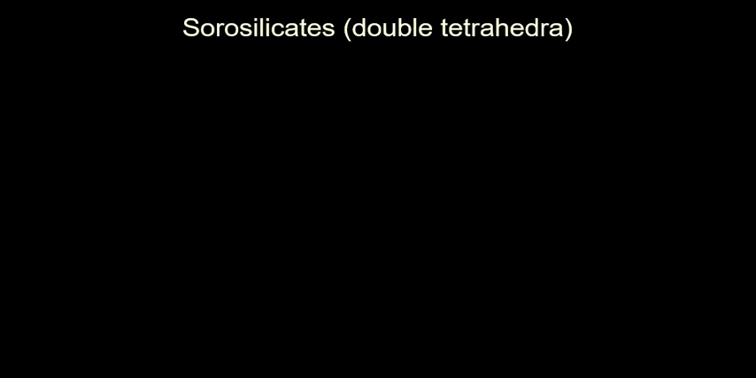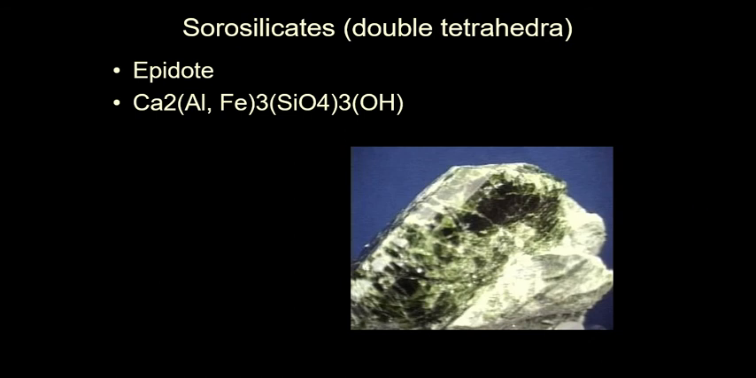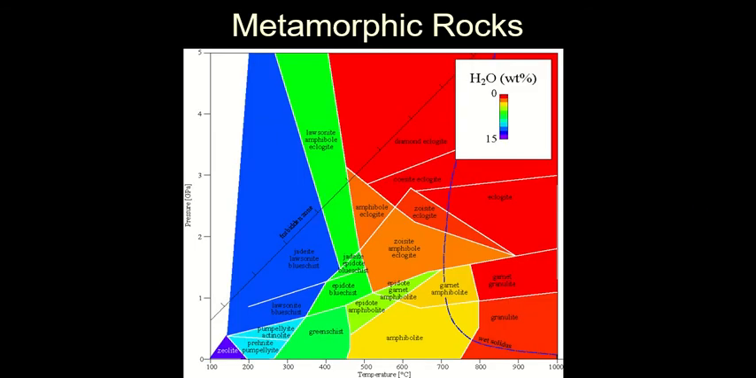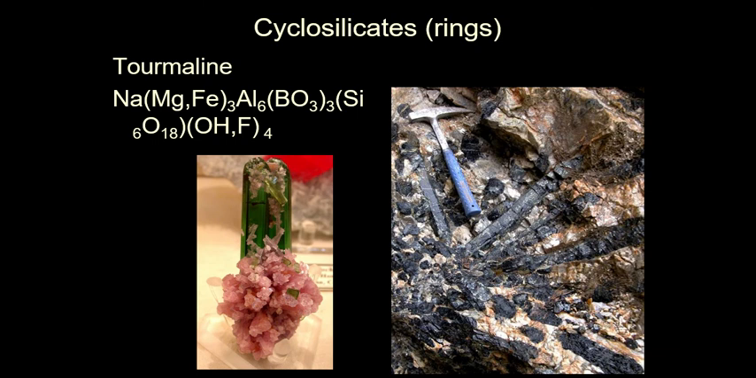So sorosilicates, double tetrahedra, include epidote, which we won't worry about, but it's quite important for metamorphic rocks because there's a certain relationship between pressure and temperature. You get epidote forming. See the epidote here? Cyclosilicates include the very attractive but not especially important tourmaline, one of my favorite minerals. So all you need to know about that is really nothing really. But it's got boron in it, so it's one of the very few. But it's not boring, it's very pretty.